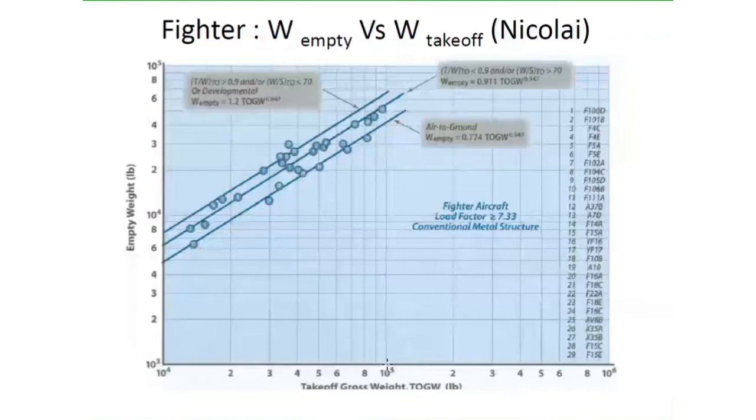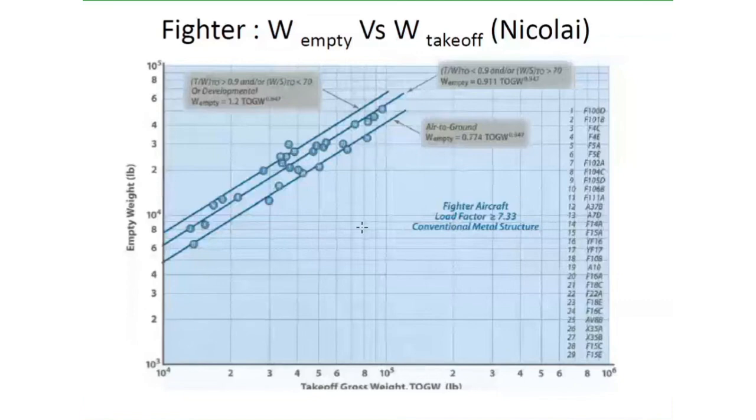For 100,000, if you are looking at ranges between, no, sorry, not 4,000, 40,000 to 50,000. So that's roughly the same kind of thing. In this case, you have three curves here. One is air to ground, and so the empty weight correlation is given. Then there are different kinds of aircraft like developmental aircraft, and then there are heavier aircraft. All of them, you can expect them to have a load factor of above 7.33.